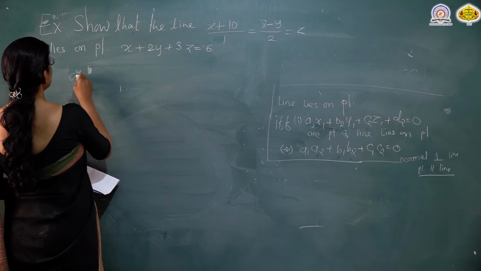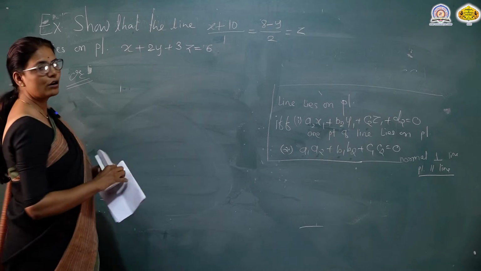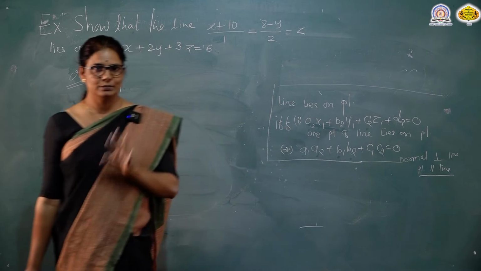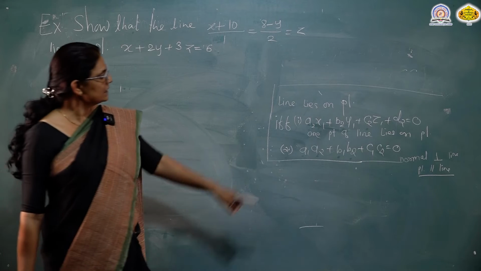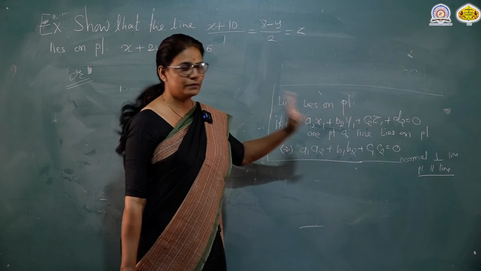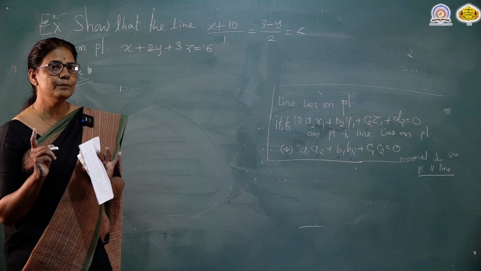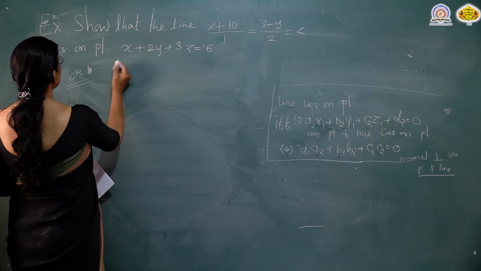So our second method is, according to the second method, one point of the line should lie on the plane, and second, this condition is true. So now for that, write a point of the line.